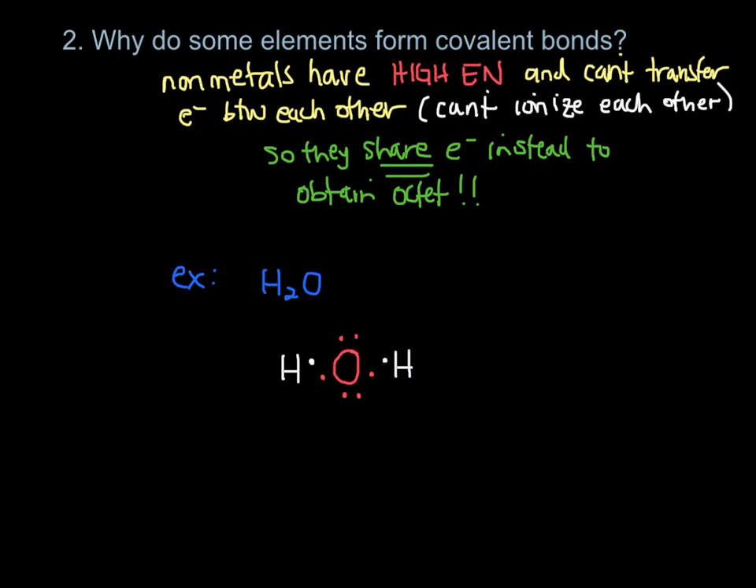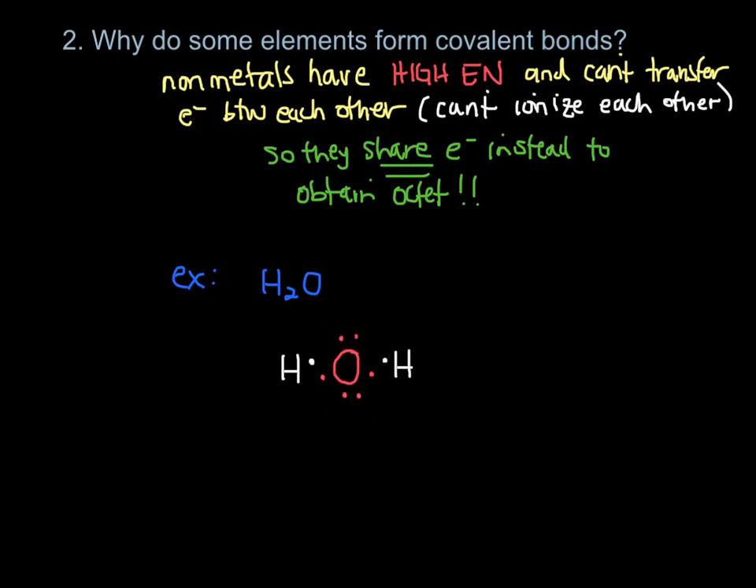So hydrogen is a nonmetal. Even though it's on the left side of the stair-steppy line, we still consider it a nonmetal because it is. It doesn't have any of the properties of a metal. And hydrogen has 1 valence electron. Oxygen has 6 valence electrons.